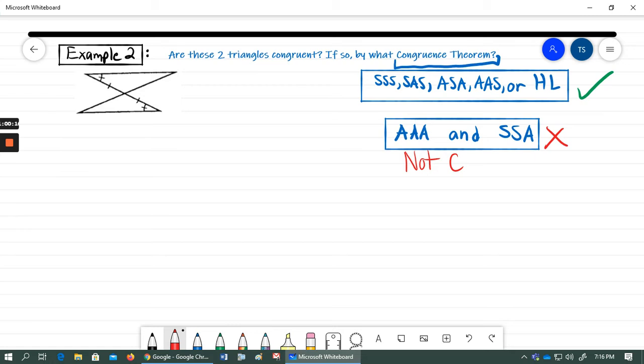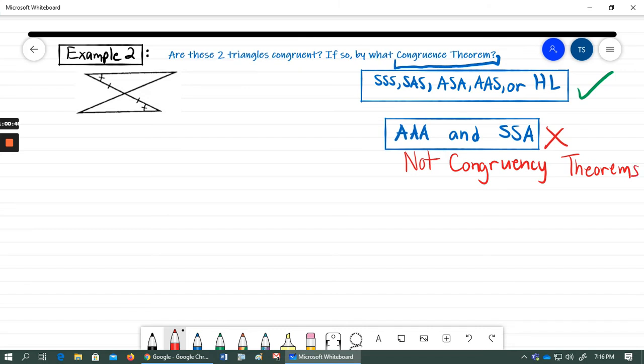So if you see three angles from one triangle that are congruent to the corresponding three angles in another triangle, don't try to say that the two triangles are congruent. Please, y'all, don't do it. I'm trying to warn you. They are not congruency theorems.